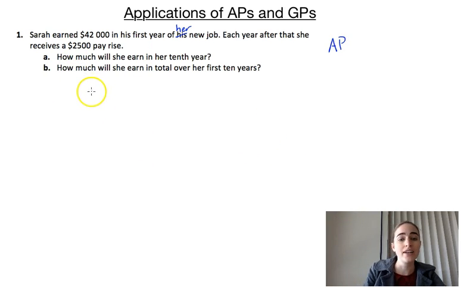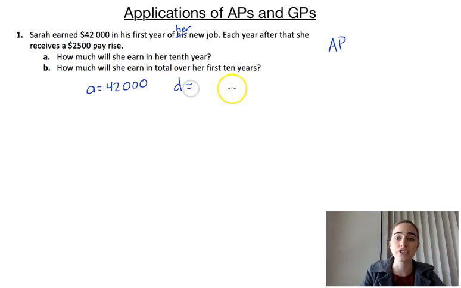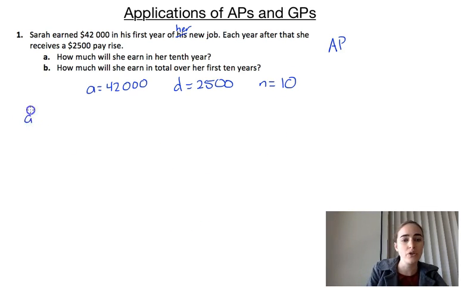So then we can find our information. Our a is our first term, that would be our $42,000. Our d, which is the difference each time, would be our $2,500. And both our questions are referring to the 10th year or the first 10 years. So that means our n, our number of time periods, is going to be 10. So now we can go through and solve.